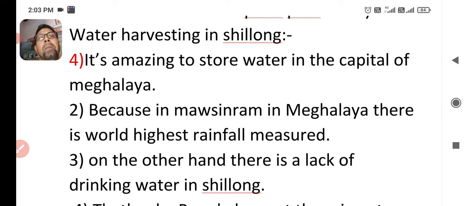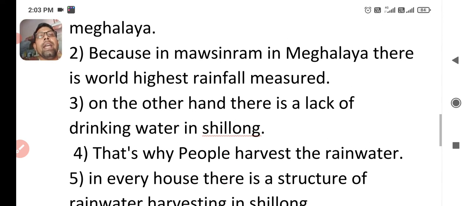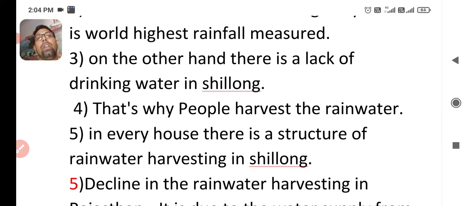You know that Meghalaya is one of the top states of India which gets plenty of rainfall. You will be amazed that in Shillong people harvest rainwater. In Mawsynram in Meghalaya the world's highest rainfall is measured, but on the other hand there is a lack of drinking water in Shillong. That's why the people of Shillong harvest rainwater. I think there will be a question in the exam on why people harvest water in Shillong, so give a reason in support of your answer.